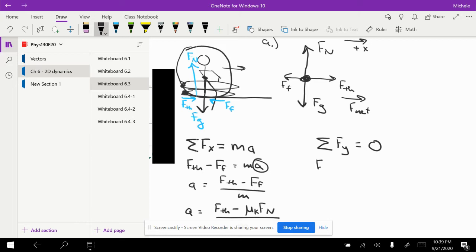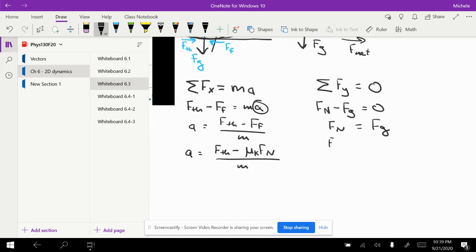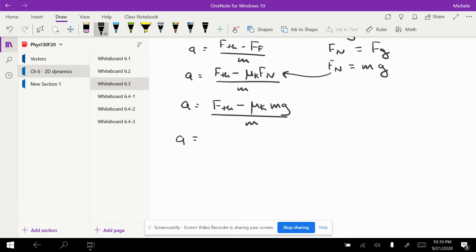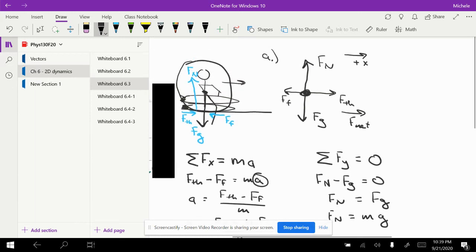So that tells us, since up is positive, force of the normal minus force of gravity is equal to 0. Solving for the force of the normal, we add force of gravity to both sides and we get force of gravity. And so we know the force of the normal is equal to mg. We can then plug that in right here. So we're going to have a is equal to the force of thrust minus mu k times mg, all over m.